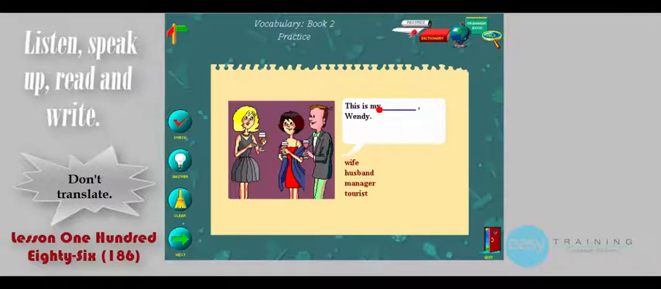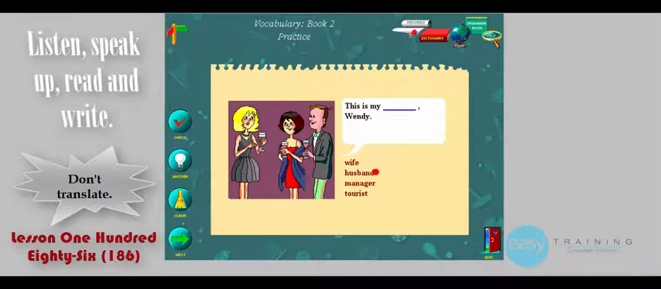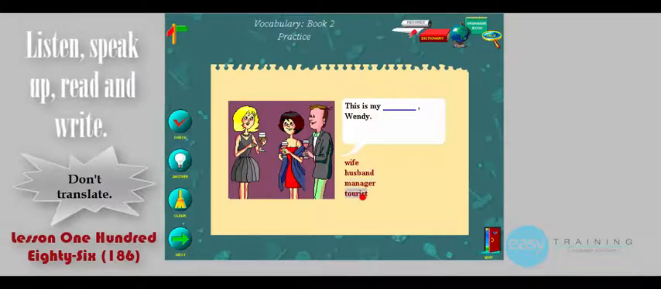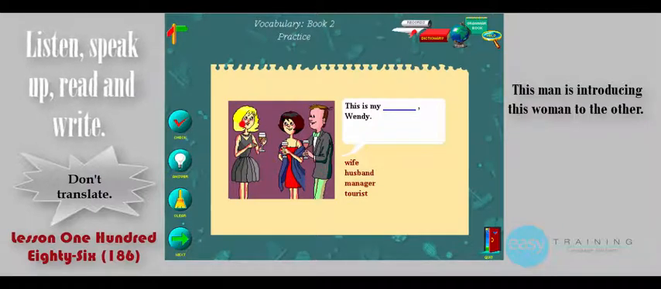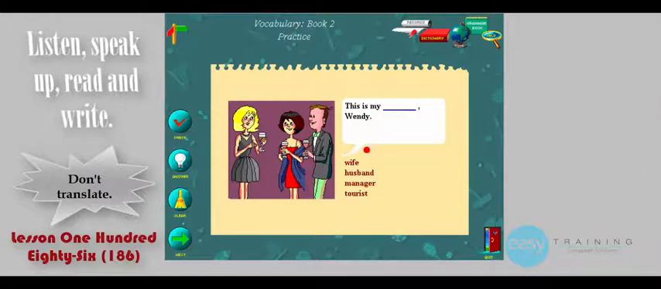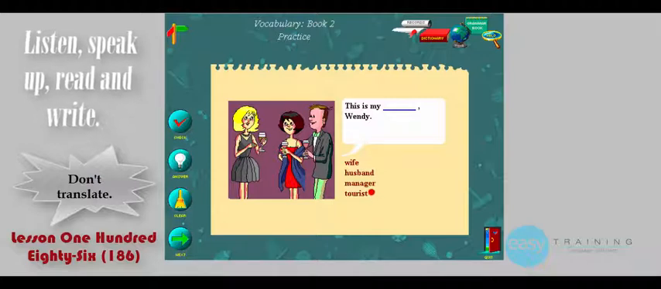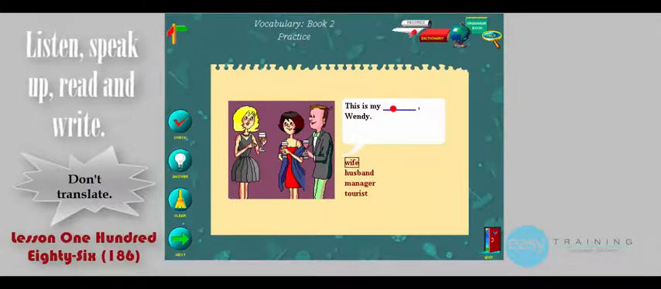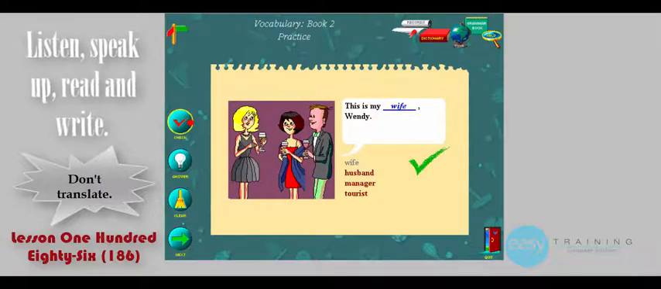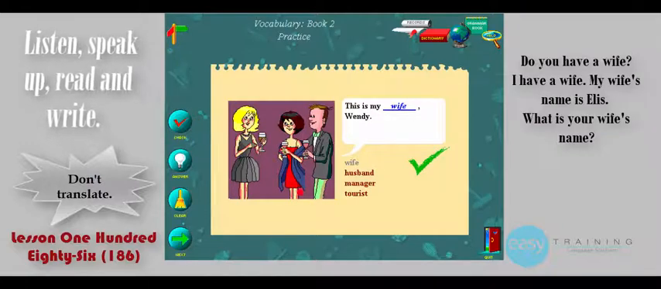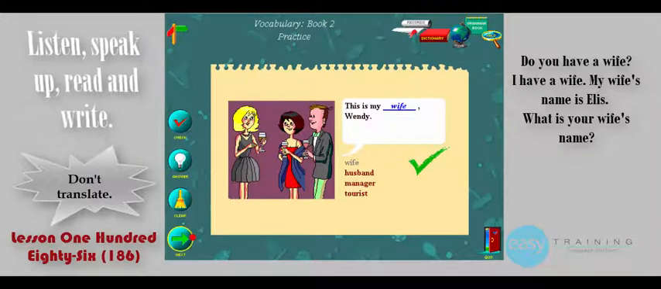This is my blank, Wendy. Four options: wife, husband, manager, tourist. This man is introducing this woman to her. Does he say, "This is my wife, Wendy, this is my husband, this is my manager, or this is my tourist"? I guess you think this is the right option. This is my wife, Wendy. Do you have a wife? I have a wife. My wife's name is Ellis. What is your wife's name?